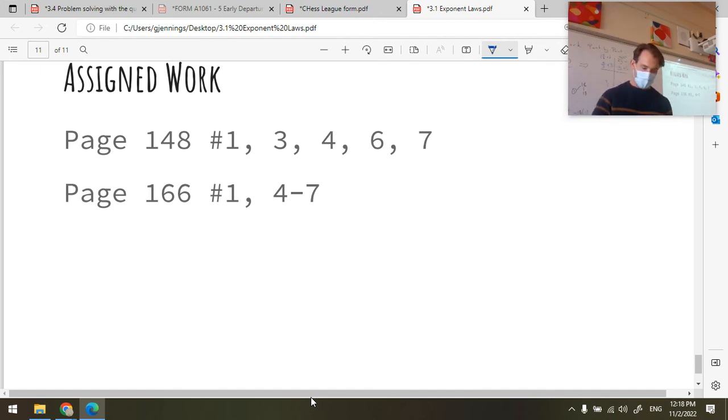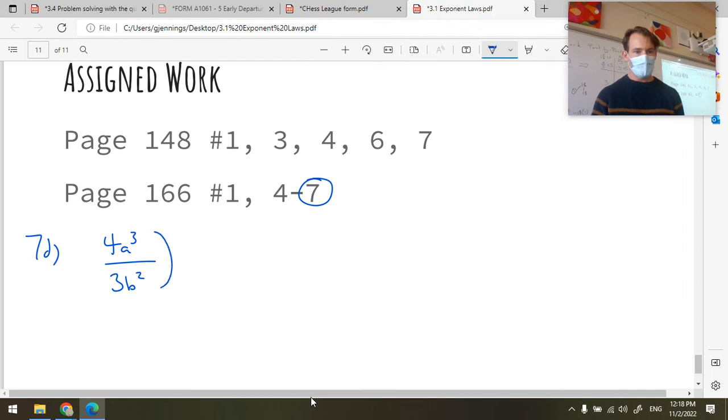Actually, it's 167. You're going to look at question number 7, which looks like this one in here, and I'll take a look at 7D. I think it's up on the board already, but I'll show you anyway. 7D. Here is the question. 4a cubed divided by 3b squared, all raised to the power negative 3. You may want this in your notes somewhere.